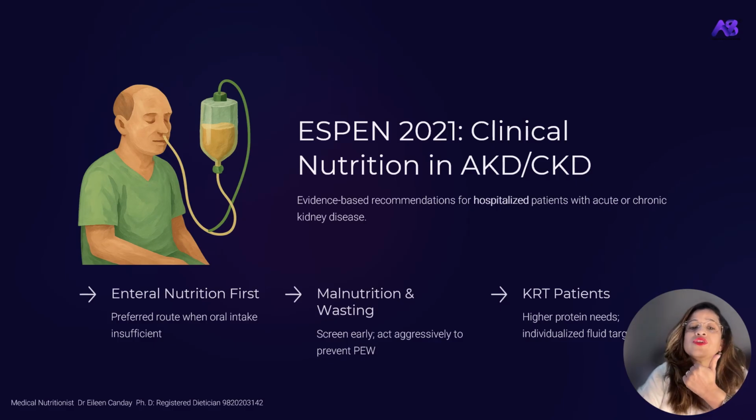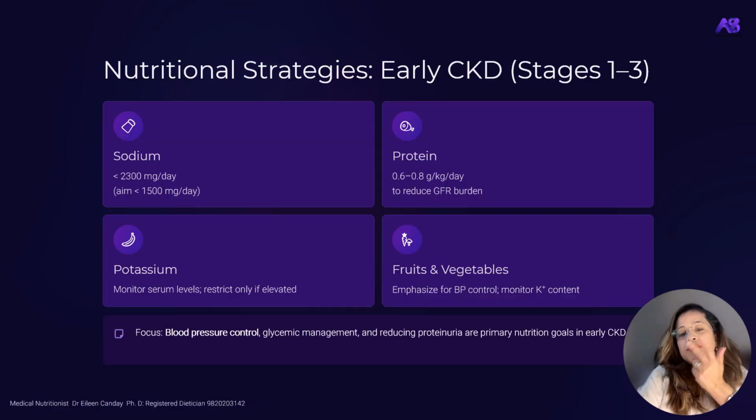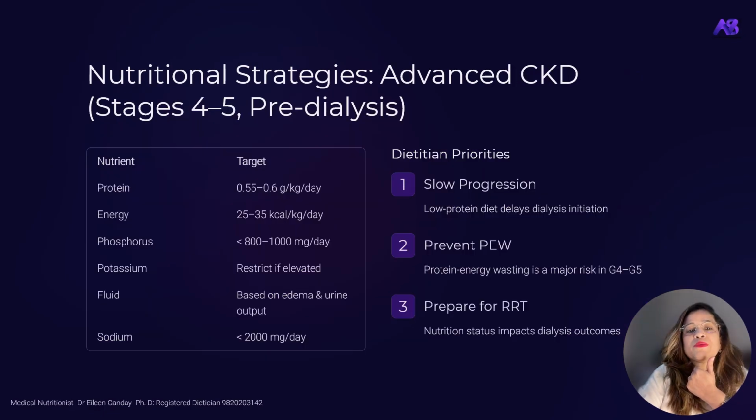When the patient is on enteral nutrition, you have to be very, very careful, especially to prevent protein energy wasting. Look at the electrolytes of this patient, and you can create a good diet for this patient. Monitor very closely the sodium, the potassium, the proteins. You give foods that are friendly to the CKD stages.